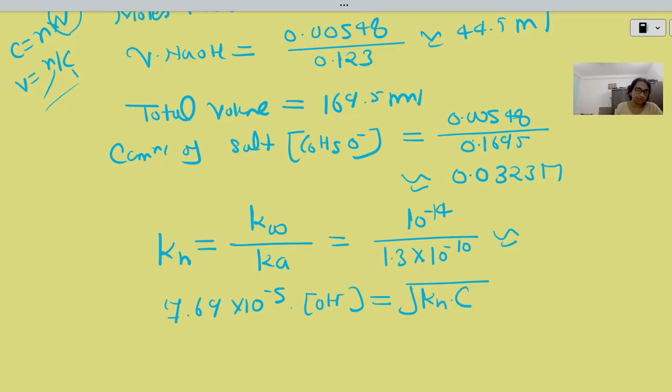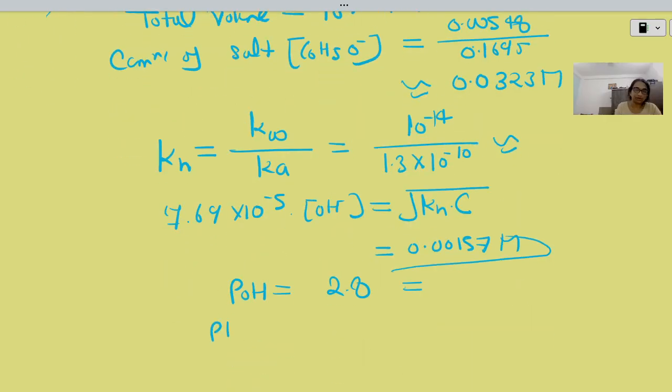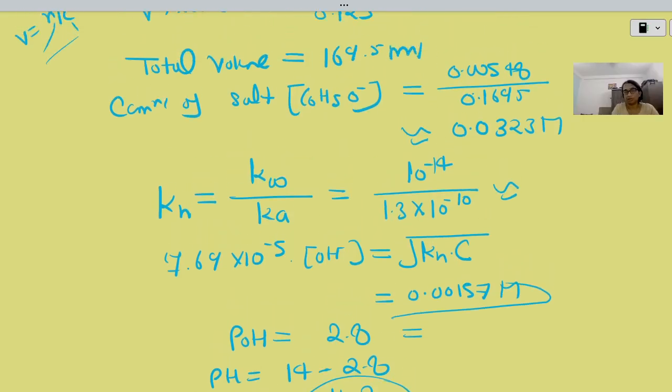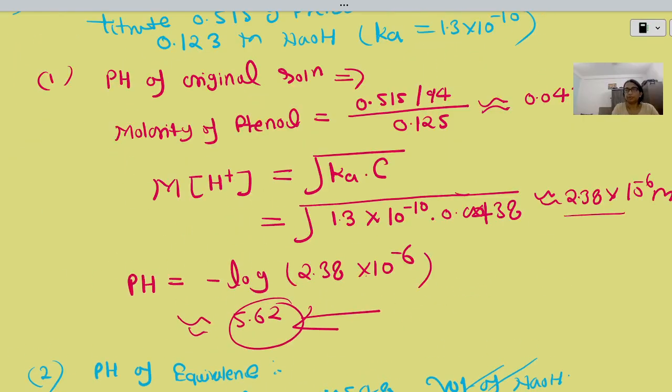Then the calculation of the OH ion concentration: it is the square root of Kh into C. What is the value of Kh? After the calculation we will get approximately 0.00157 M, and the pOH is 2.8. Subtract it from 14: pH is equal to 14 minus pOH, that is 14 minus 2.8, and you will get 11.2. It is the pH at our equivalence point. You can solve this question on the basis of this formula. Okay, thank you.